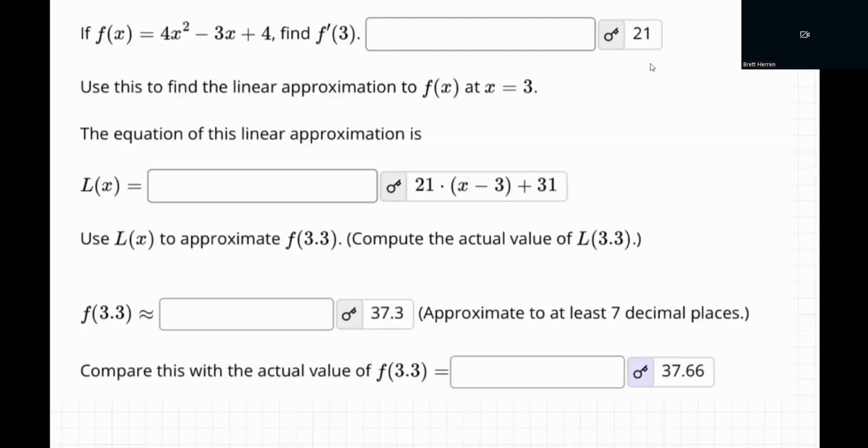Okay, so here we have a function, f of x equals 4x squared minus 3x plus 4. It wants to find f prime of 3, so that's not bad for us.